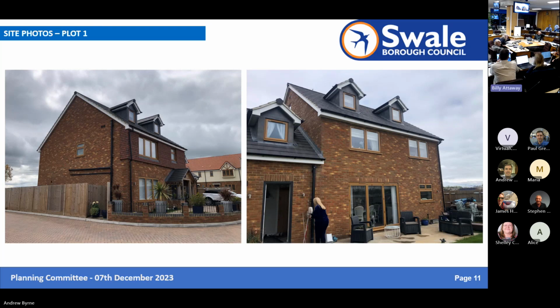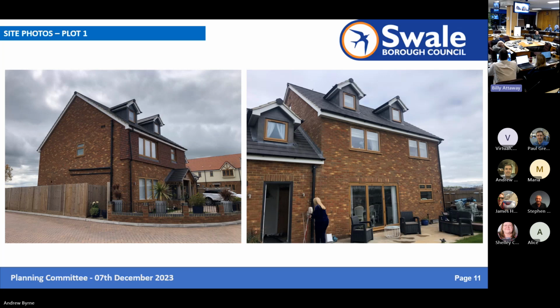Do we have any idea why they built the entire estate wrongly? I don't know the backgrounds behind why they departed from the approved plans.